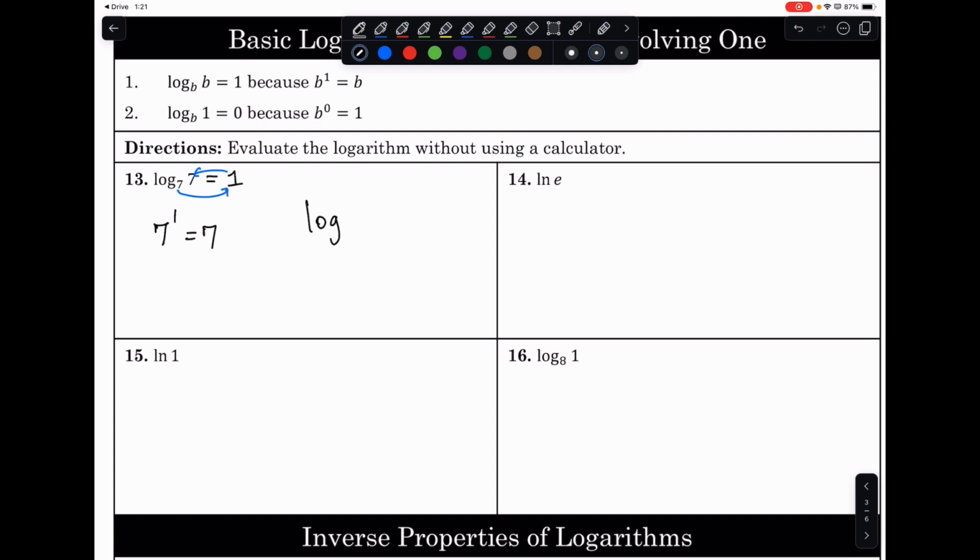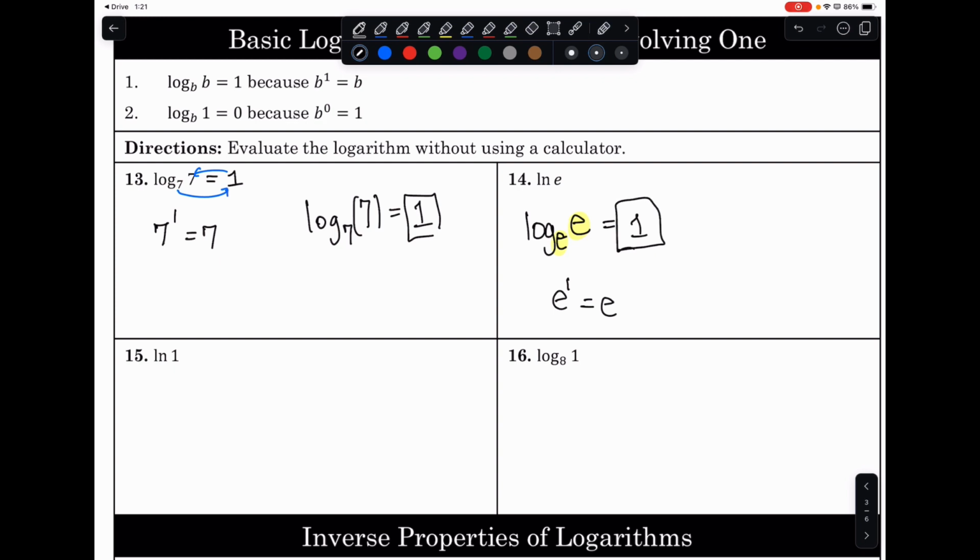So the log base 7 of 7 equals 1. And the same thing with natural logs. Remember, ln is the same thing as log with base e. And since these two bases are the same, the base again is equal to the value of the log, then that means again that this should equal 1, because e to the first power equals e. So that's our solution.